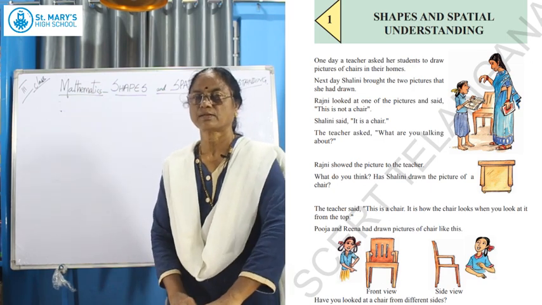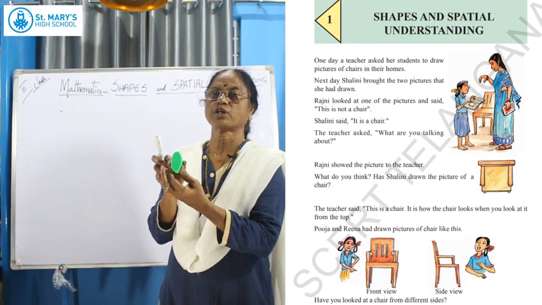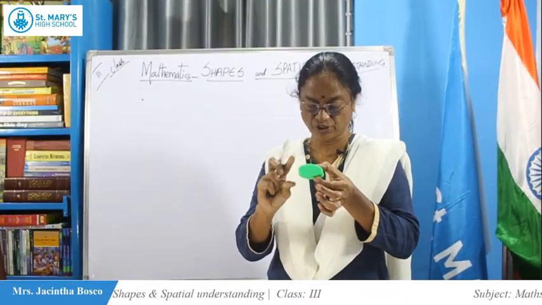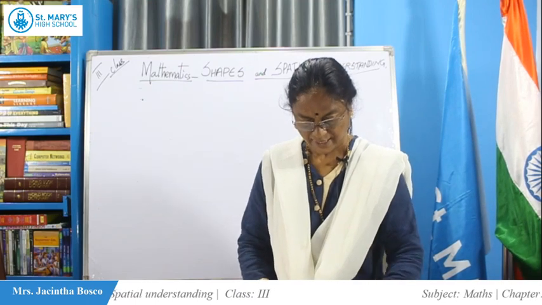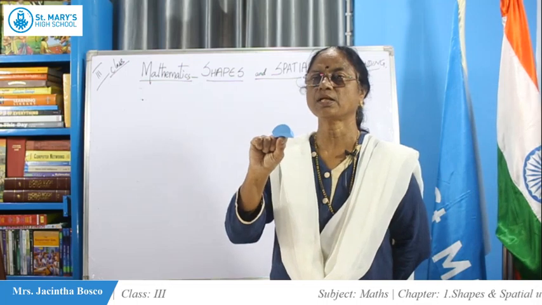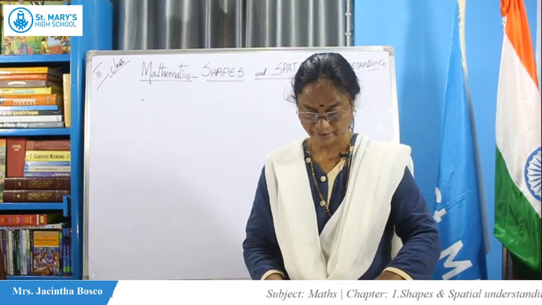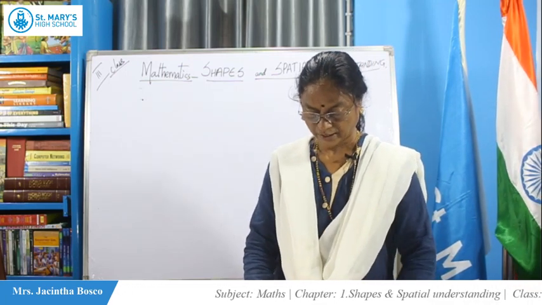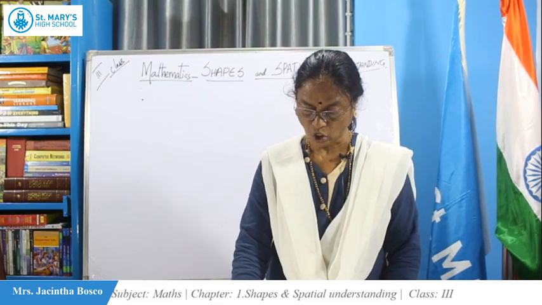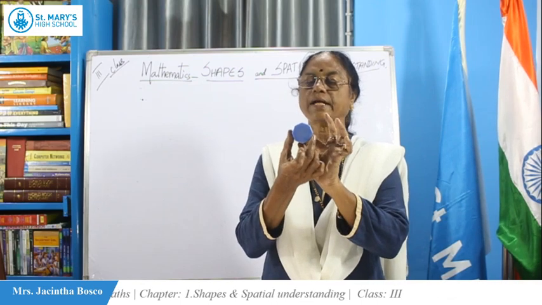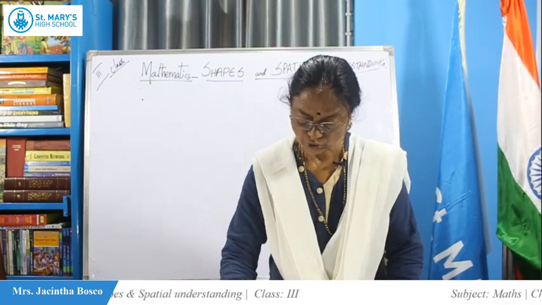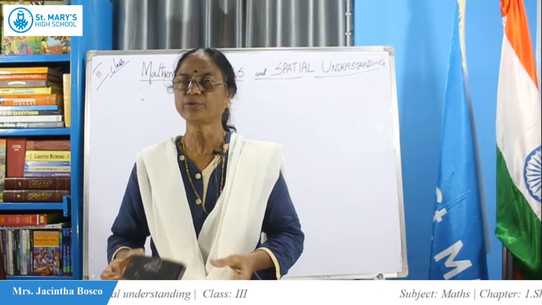See this? This is an oval shape. Oval. Okay? Oval shape. This is a semicircle. This is the semicircle. Right? Then we have an octagon, eight sides. Okay, you have seen. Now you see this one.